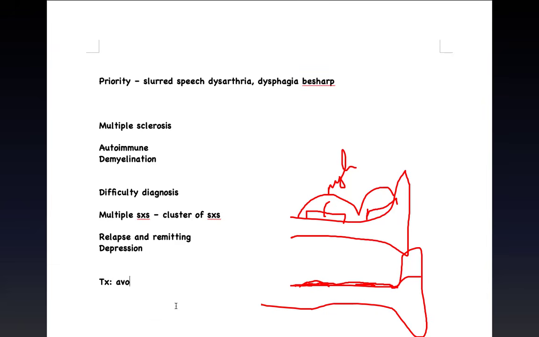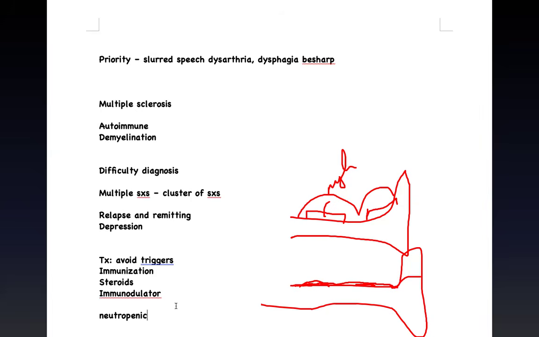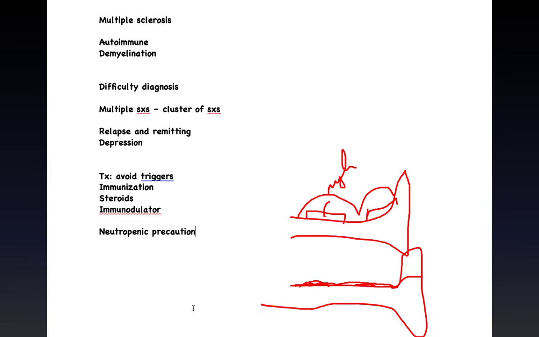Treatment, avoid triggers as much as possible, right? I want you to get your immunization. They will need some steroids. They will need immunomodulators, therefore neutropenic precaution. You know all this. I'm just guiding you on key things you are supposed to know for this. Neutropenic precaution when you're talking about them.